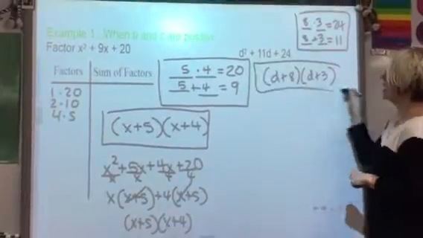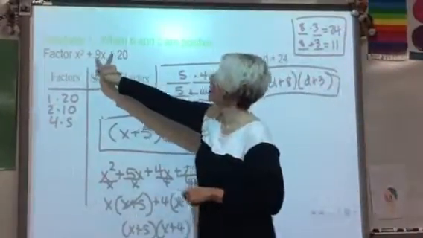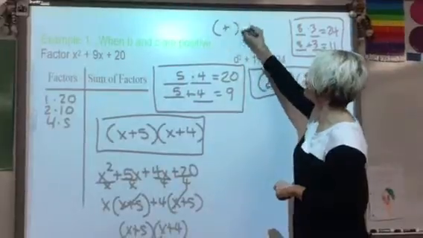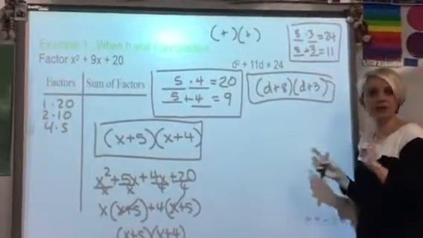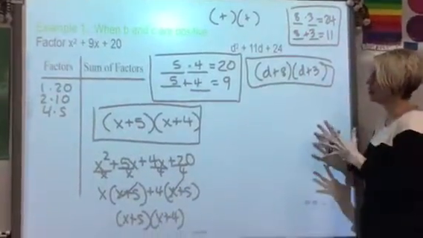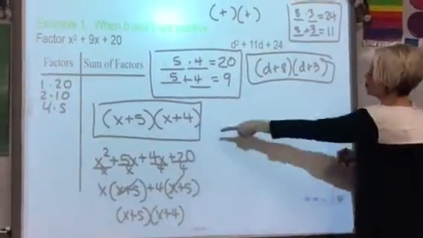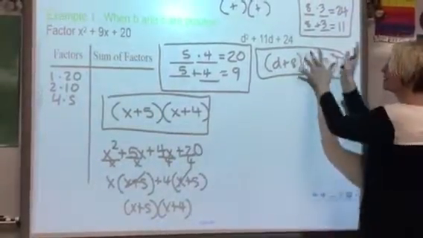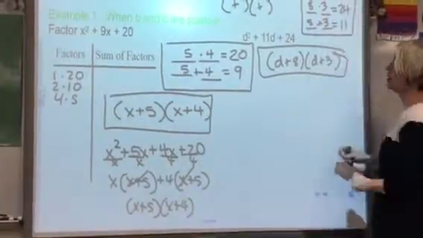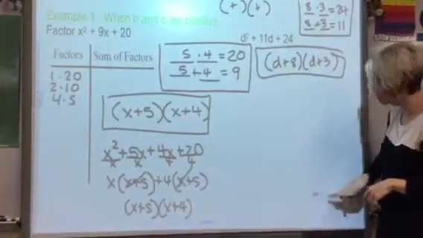When you have a sum and a sum, you're always going to have two binomials that look like this. They're going to be a plus-plus whenever it's a sum. And you can use that as your shortcut. If you want to do the long way and do factoring by grouping, you go for it. But this is a lot faster, doing the product and the sum. So you try the example in your notes.